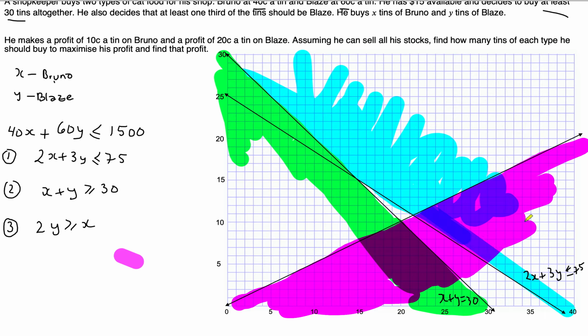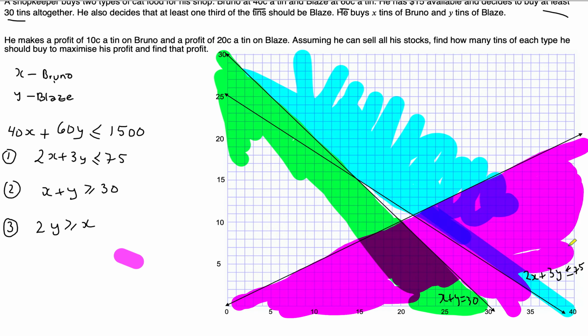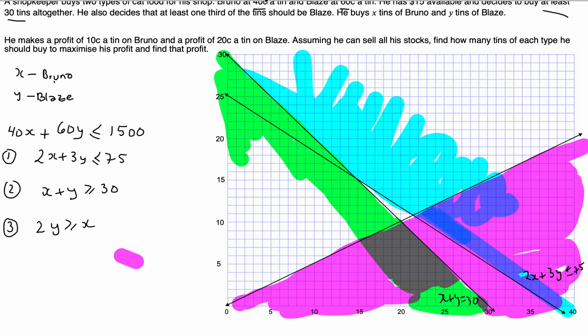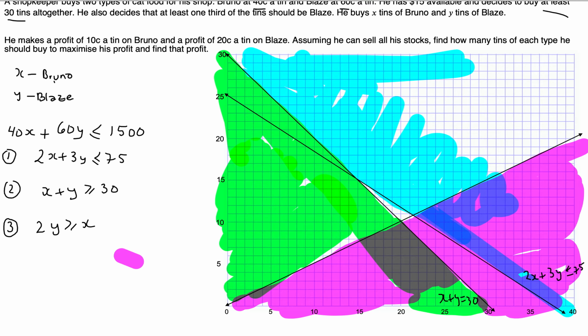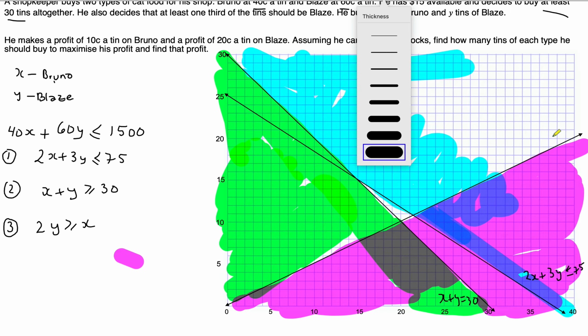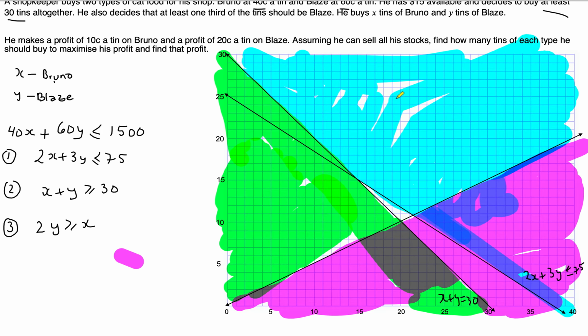Keep in mind that all of the regions that I didn't finish shading are meant to be shaded. So this and the blue. So the region I'm left with is this tiny part here. And what I need to do is list out all the possible values that lie within this region.